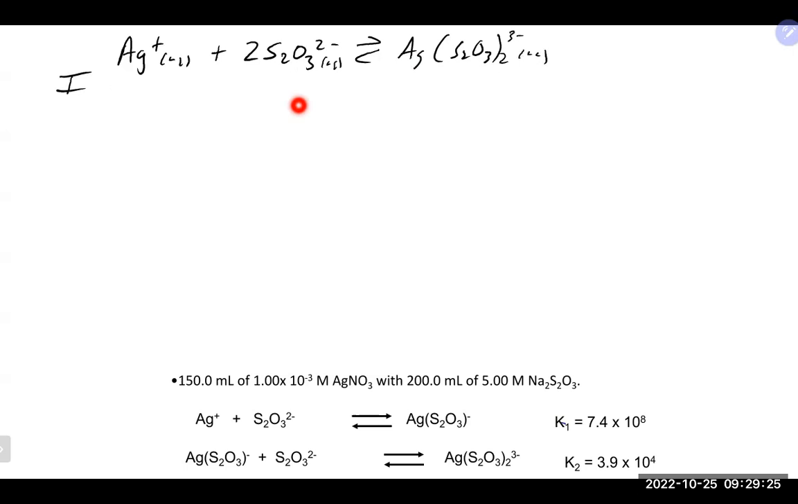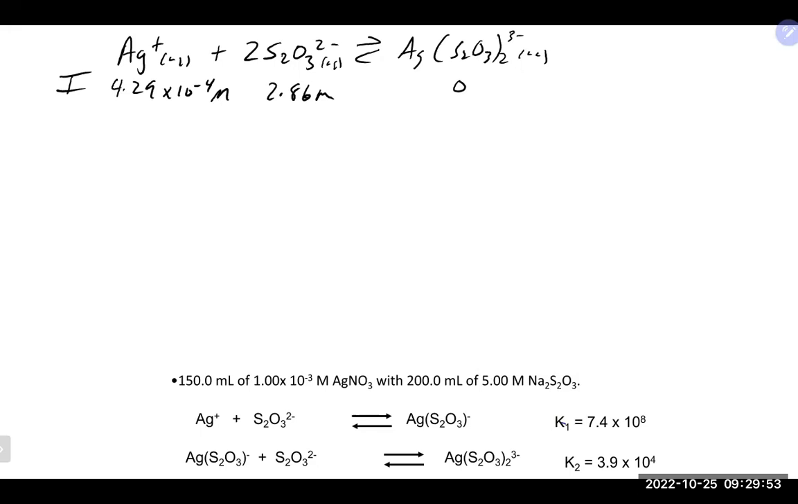So initially there for our silver, I believe we had 4.29 times 10 to the minus 4. For our ligand, we had 2.86 and we had 0 of this guy. Once again, because this is a complex ion and we calculated our KF value there, it is really large. We will make our assumption that, again, all of the metal will be used up here.